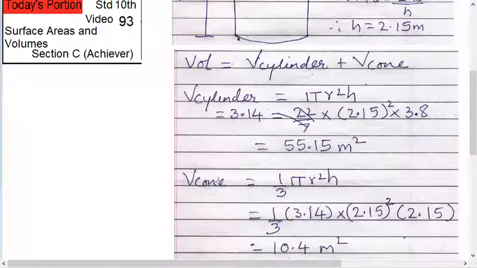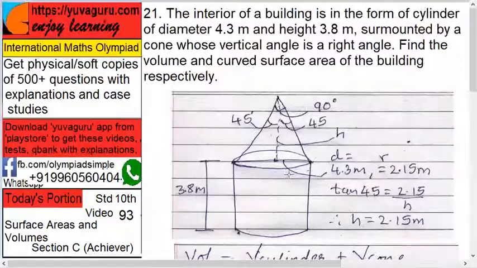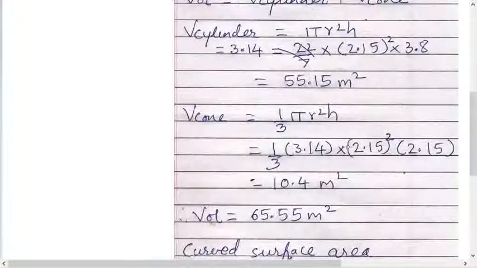Okay, so the volume of the cone is 1 upon 3 pi r square h. So 1 upon 3 into pi is 3.14 into r is 2.15 square into h, the height, is 2.15. Why 2.15? See here, because this angle is 45 degrees. If this angle is 45 degrees, both this height and the radius would be the same, because this angle will also be 45 then. 90, 45, 45, so both the sides are equal. So that's why 2.15. Multiply this and you will get 10.4 square meters.